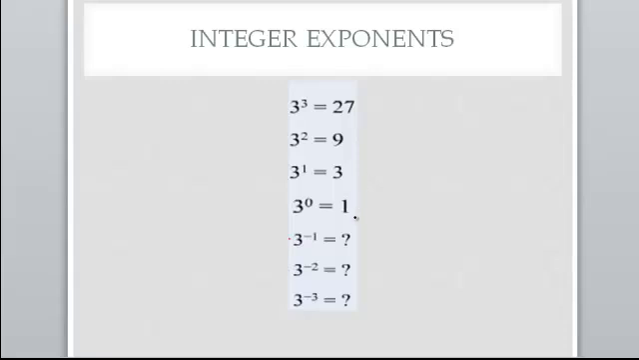Okay, so what happens when we start throwing zeros in there for exponents, or negative numbers in there for exponents? We already know about these first three. How do we know that 3 to the 0 is equal to 1? This is what I want you to do. Divide each of these steps by 3.